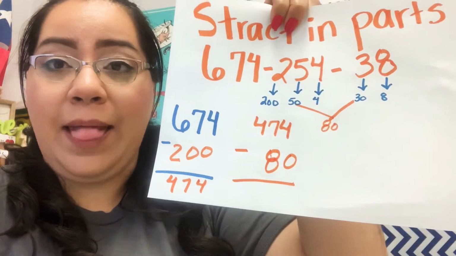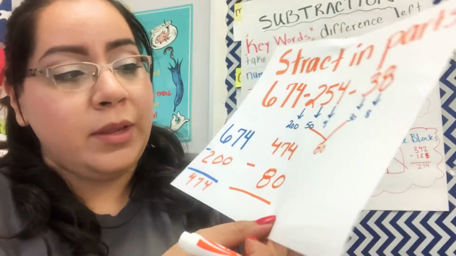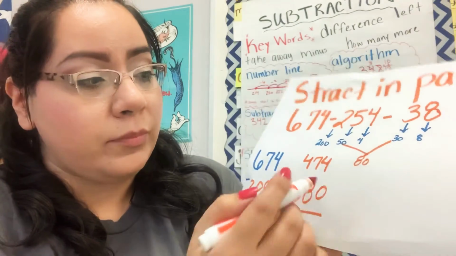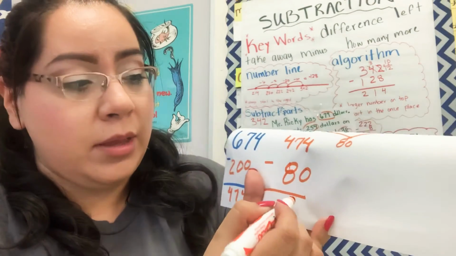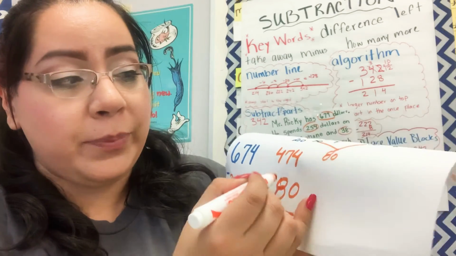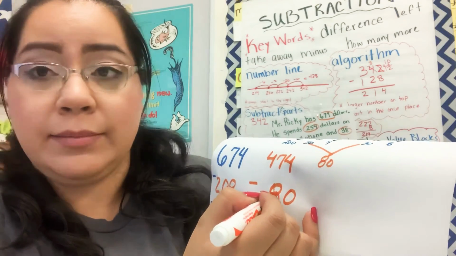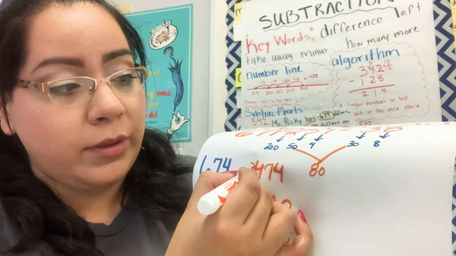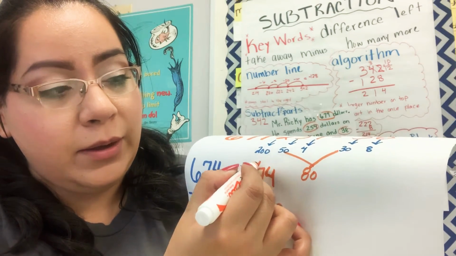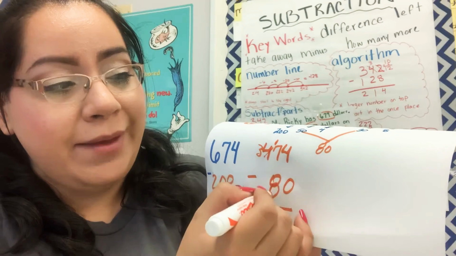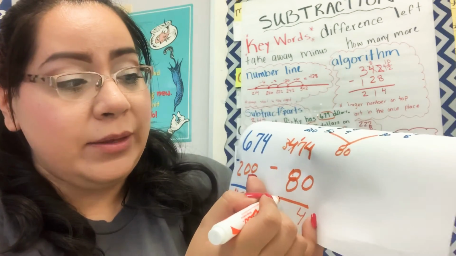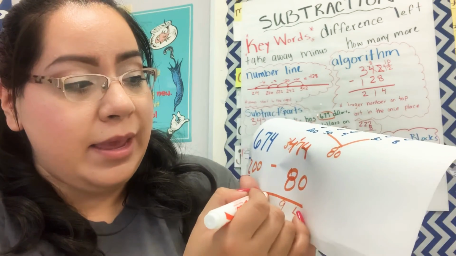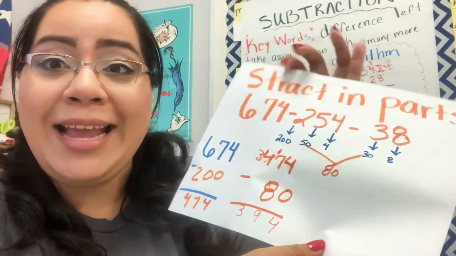Okay, so then 4 take away 0, it stays with 4. 7 take away 8, not possible. We're gonna borrow from the 3. 4 becomes a 3. 17 take away 8, you have 9. Now we have 394.